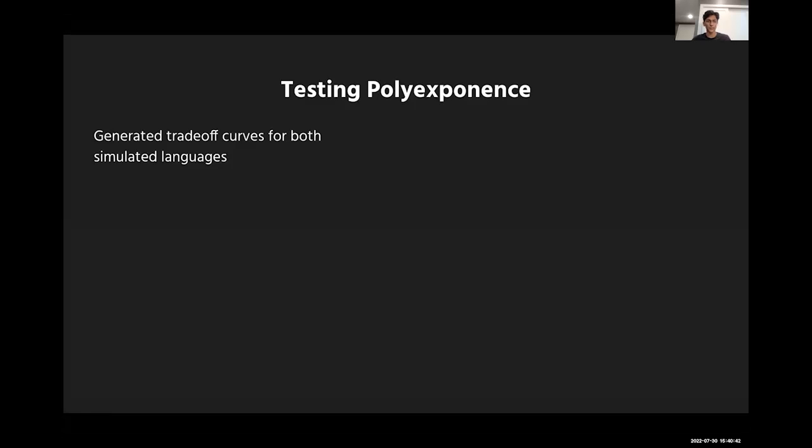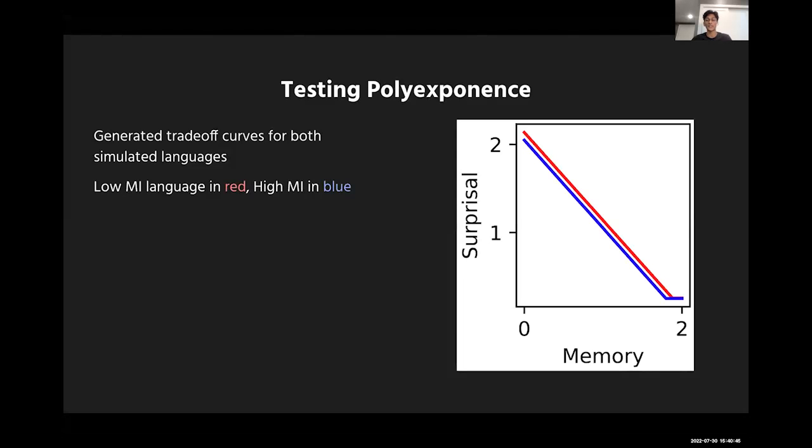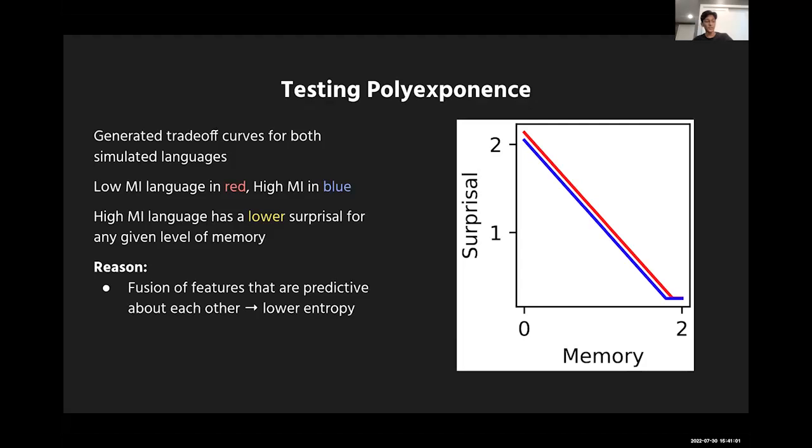So we generated trade-off curves for both simulated languages. And so you see these here. The low MI language is in red, the high MI language is in blue. And you can see that the blue language is more efficient and has a steeper trade-off curve at all levels of memory. So for any given level of memory, the high MI language is achieving a lower surprisal. So what that means is that when you have high MI features being fused, it leads to a more efficient trade-off. And the reason for that is that the fusion of features that are predictive about each other is going to lower your entropy and it's going to lower your surprisal overall. Whereas if you have fusion of unrelated features, it's going to lead to less change in entropy.